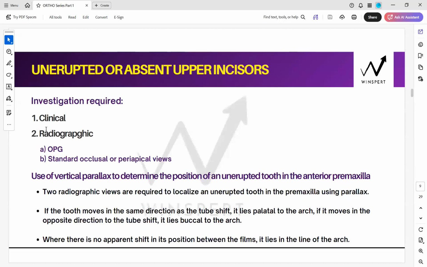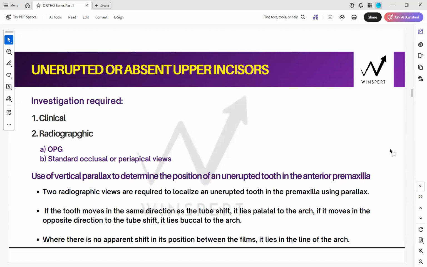So when you shift the tube, if the tooth moves on the same side, then the tooth is present where? It is present palatally, right? Or lingually. And if you shift the tube and the tooth moves on the opposite side, then it is present buccally. So vertical parallax comes in handy in those situations, right?